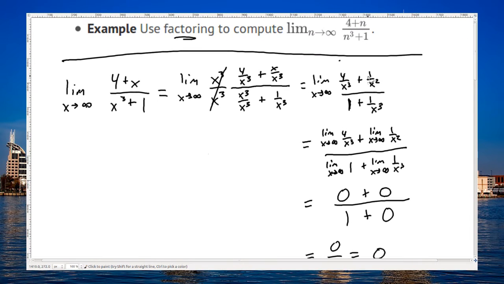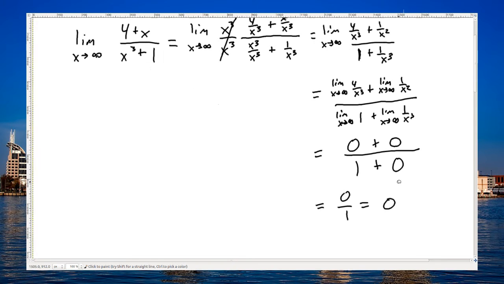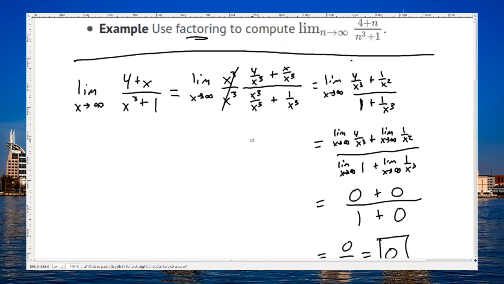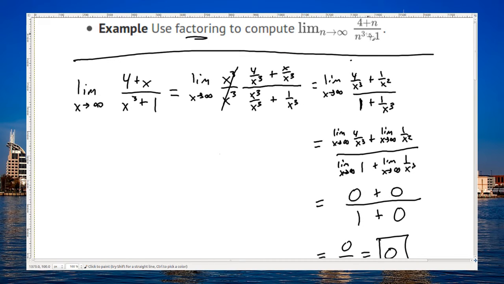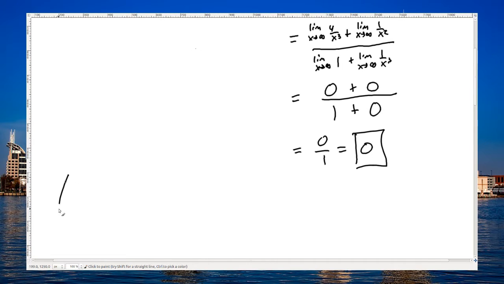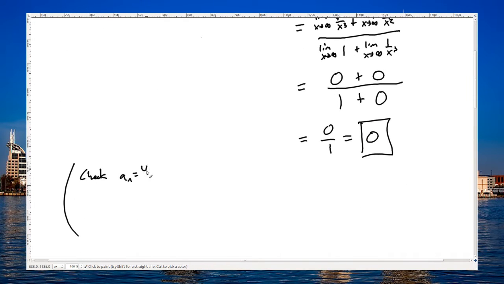So we were told to compute the limit of the sequence, but it's exactly the same as the limit of the function version. So that's going to give us 0. And if we want to check our work, we can actually plug in some numbers here and see if that makes sense. So again, the formula we were given is 4 plus n over n cubed plus 1.